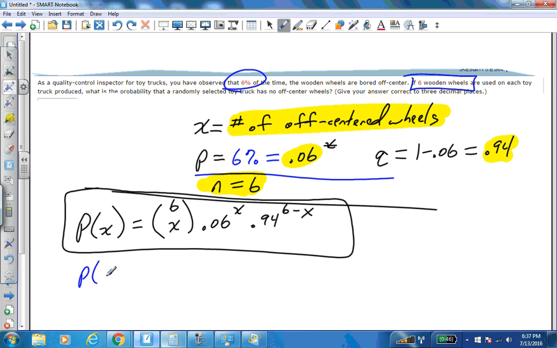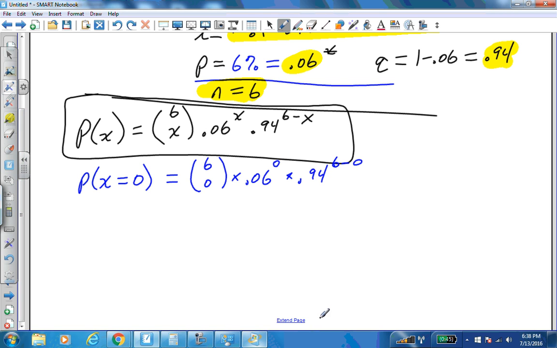If we want to find the probability that there are no off-centered wheels, that's the probability that x equals 0. So we replace x with a 0. So 6 choose 0, 0.06 to the 0 power, 0.94 to the 6 minus 0. Now let's come over on the side and calculate 6 choose 0.